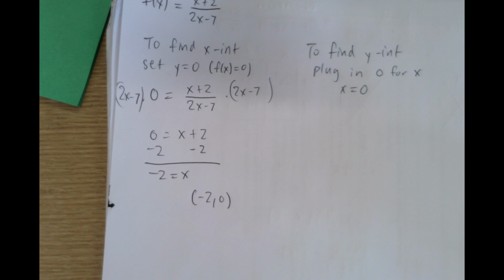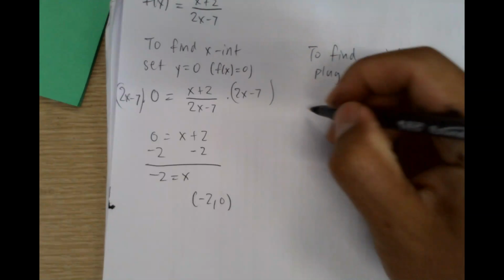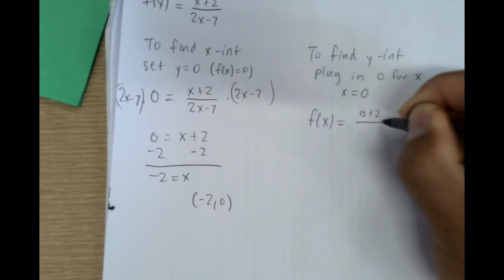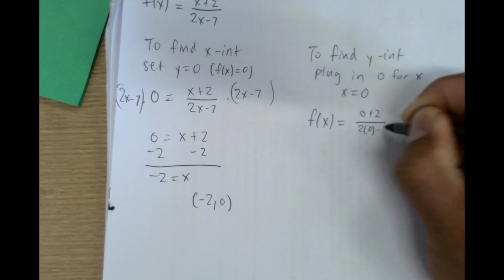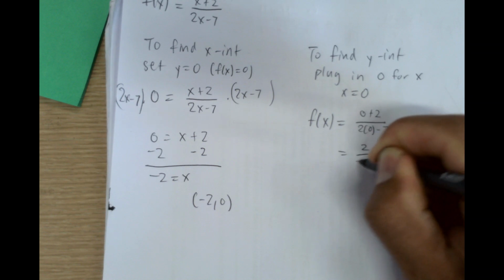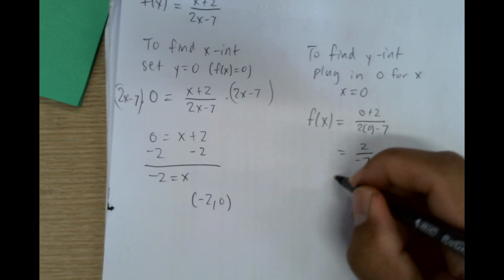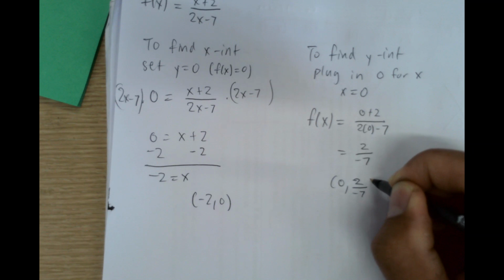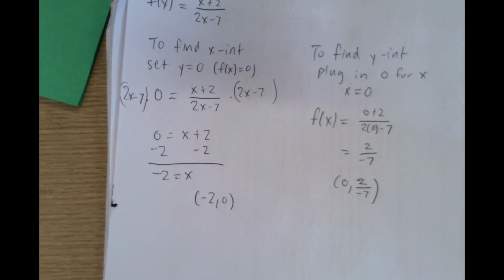Okay, so to find your y-intercepts, you're going to plug in 0 for x, and you're going to solve. So f of x is equal to 0 plus 2, over 2 times 0 minus 7, and you get 2 comma negative 7. So that means at 0 comma negative 2/7, you have a y-intercept.